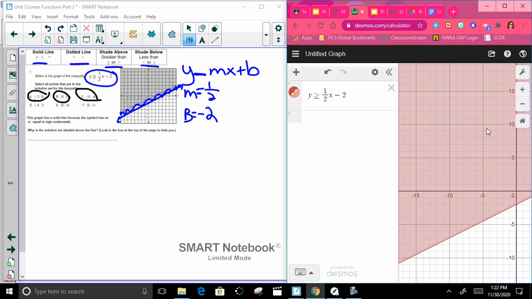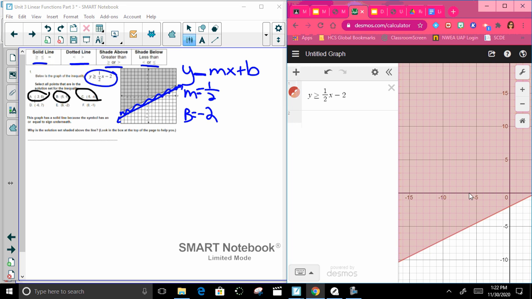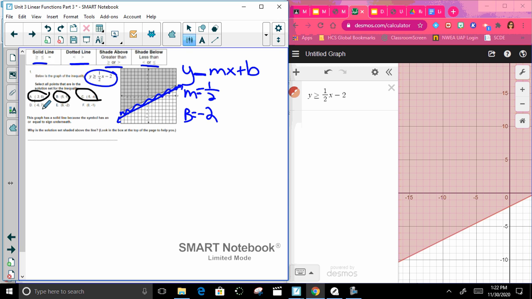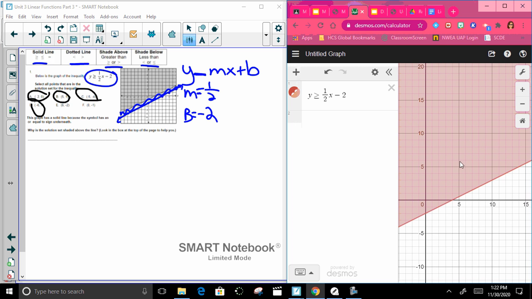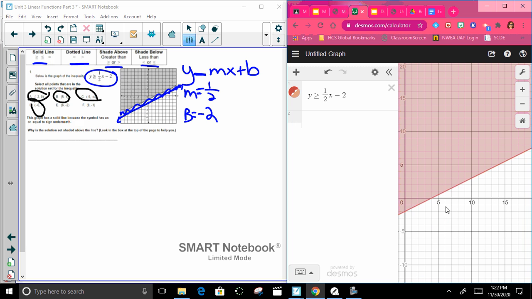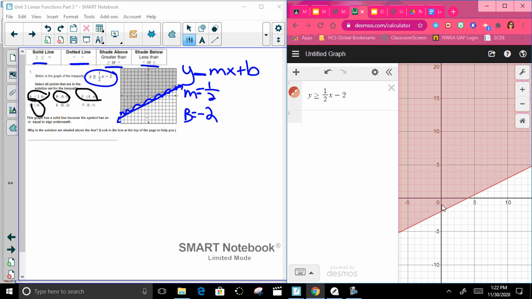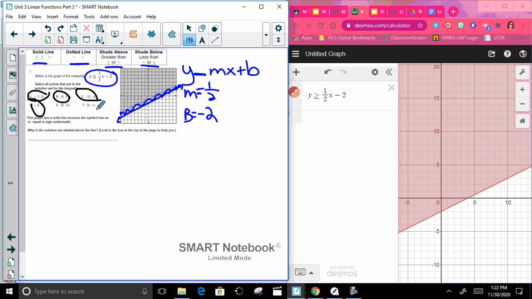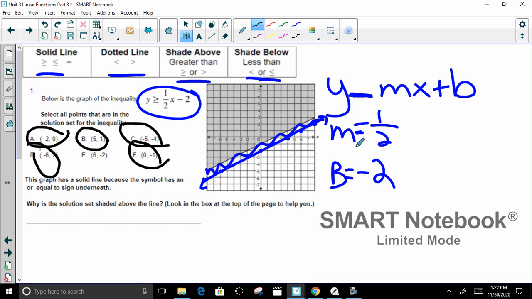-6, 7, so it looks like I need to roll around here. -6 and then up 7 would be right here, so that is a solution. So far all of them are solutions. 6, -2. 6, -2 is right here. That's in the white area, so that wouldn't be. 0, -1 is right there in the shaded, so that would be. So you can always check yourself on this Desmos as well. Okay, so everything except for E is an answer.